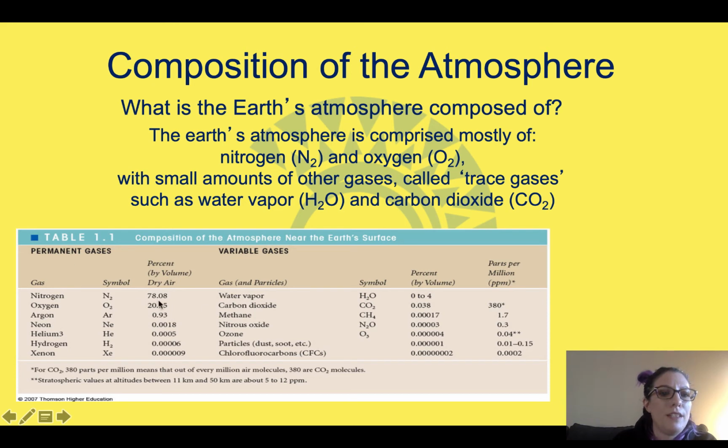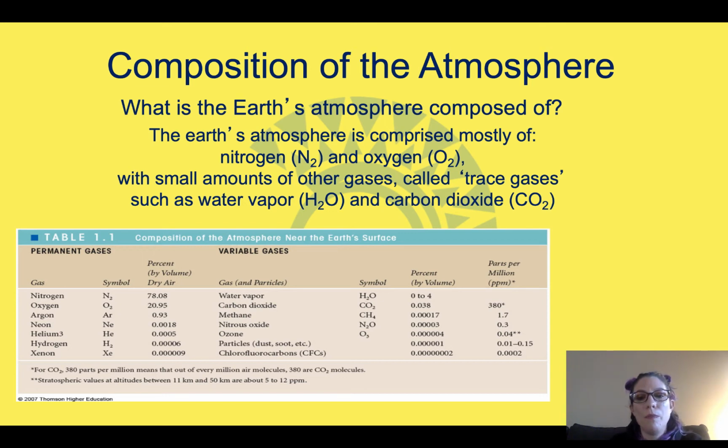These are permanent gases. They're always there. They're not going to go away. But we do have variable gases as well. What that means is that these gases come and go. They're not at a constant rate. They might change depending on where you live and what temperature it is and different factors that determine that.